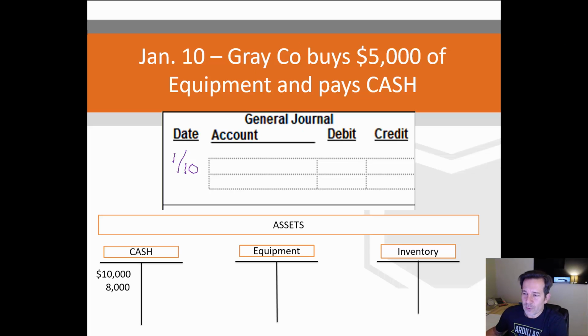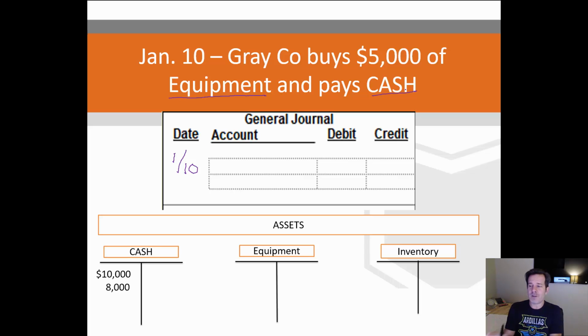All right. So we got equipment and we have cash. We got the 2 accounts identified right there. Which one's going up, which one's going down? Well, obviously, if we're paying cash for something, cash is going to go down. If we're getting equipment, equipment's going to go up. Both of those are asset accounts.